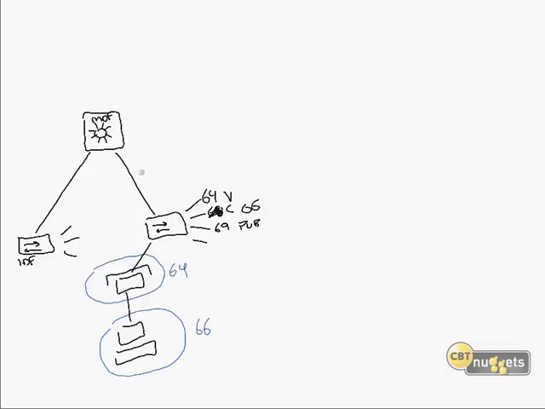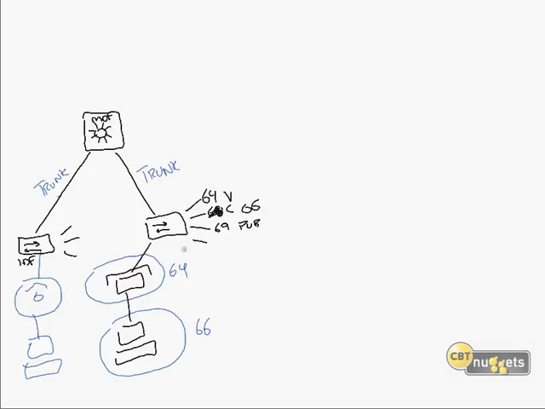So these will be configured as trunk links, passing all those VLANs. Trunk link to both one of those switches. So you've got your phones down here. They're in VLAN 64. You've got your PCs down here. Now let me add another piece of the puzzle.